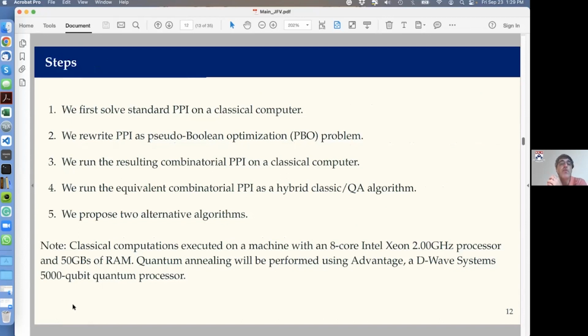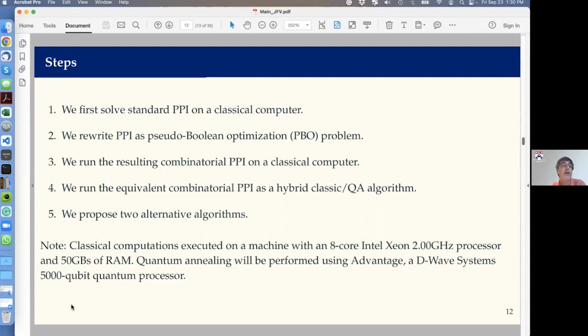Okay, so what we are going to do is the following. We are going to first solve a standard PPI on a classical computer. Okay? That will give us a benchmark. We know how long it takes, and we know what the answer is. And we can compare it, remember, against the exact answer that we already have. Then we are going to rewrite the PPI as a pseudo-Boolean optimization problem. That pseudo-Boolean optimization problem happens to be a combinatorial problem. So we are going to call that the combinatorial PPI. And we are going to solve that combinatorial PPI also on a classical computer.